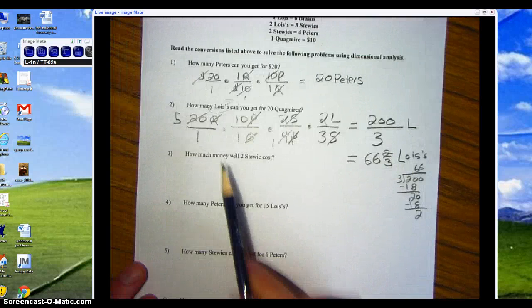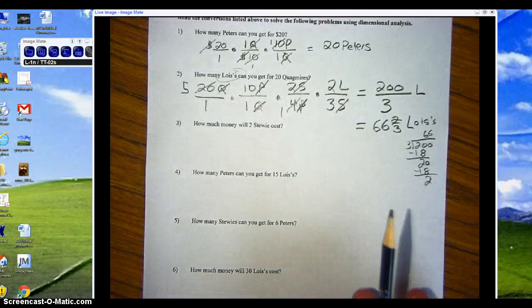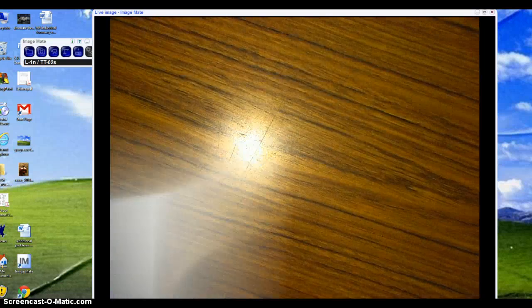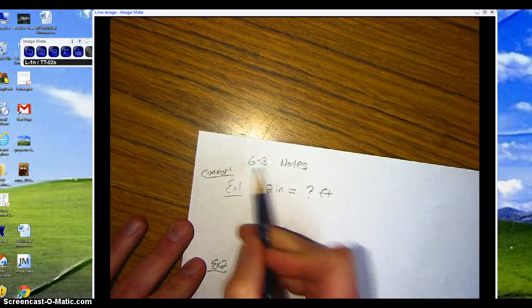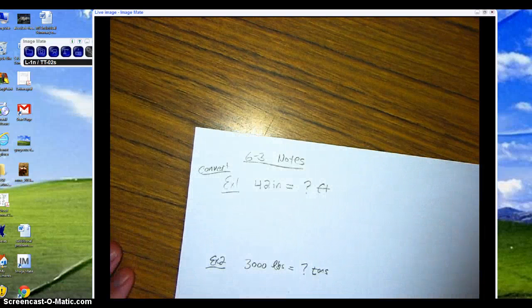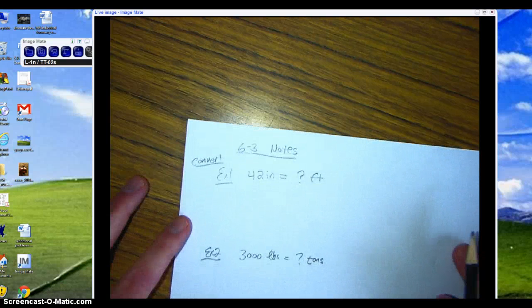Okay, so that's the worksheet. You're going to finish numbers 3, 4, 5, and 6 for me. Now let me show you the notes for today's homework. The 6-3 notes are based on the stuff that you're going to be doing for homework on page 228.